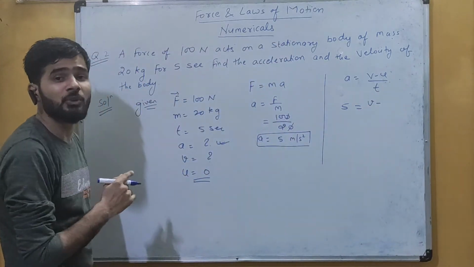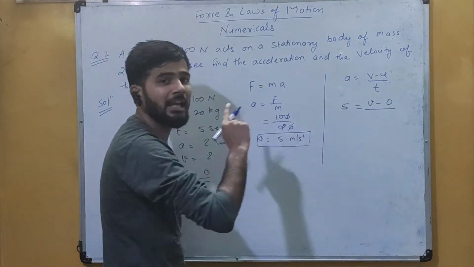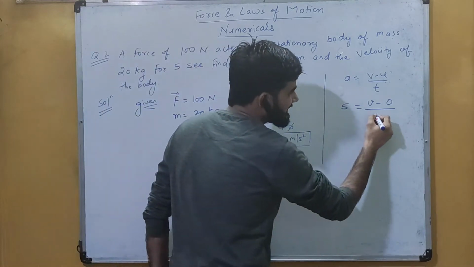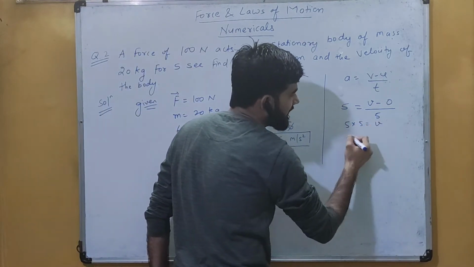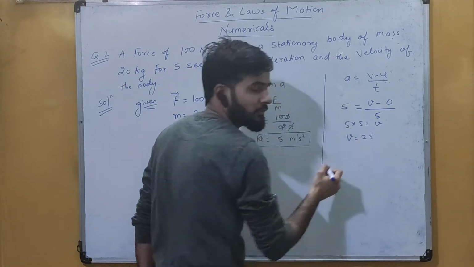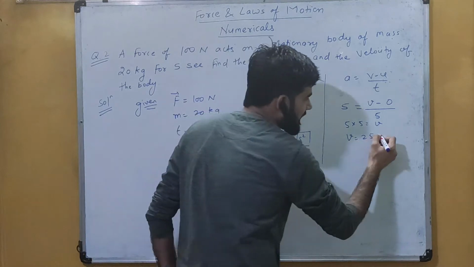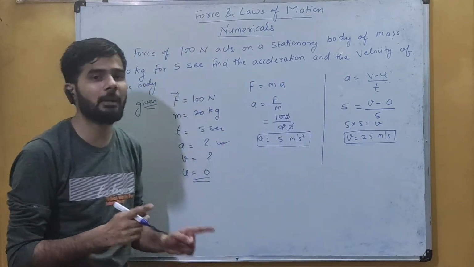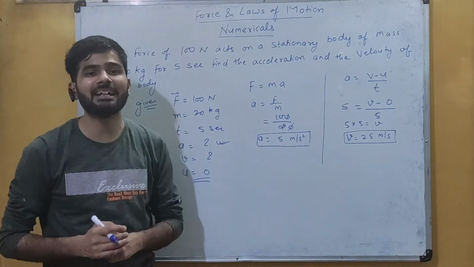What is the value of u? That is the initial velocity, and the object is at rest, so its velocity will be 0, divided by time. Here time is equal to 5 seconds. So here I can write 5 into 5 is equal to v. So v is equal to 25 and v is velocity, so the unit of velocity is meter per second. Here the value of velocity v is equal to 25 meter per second and the value of acceleration a is equal to 5 meter per second square.